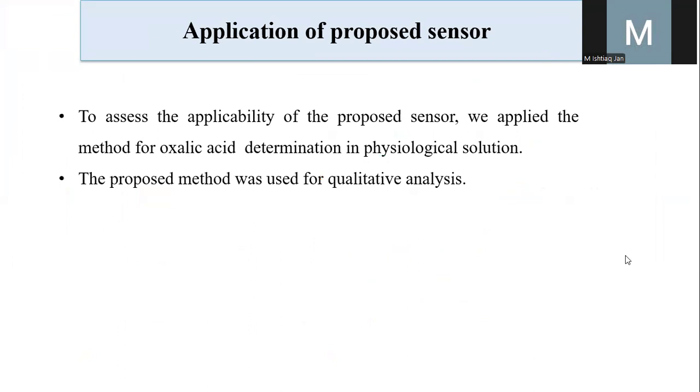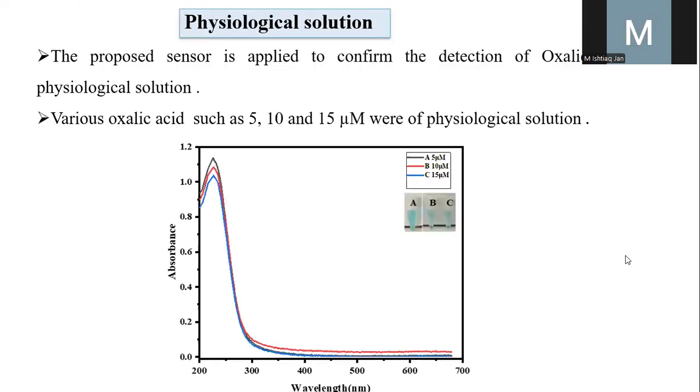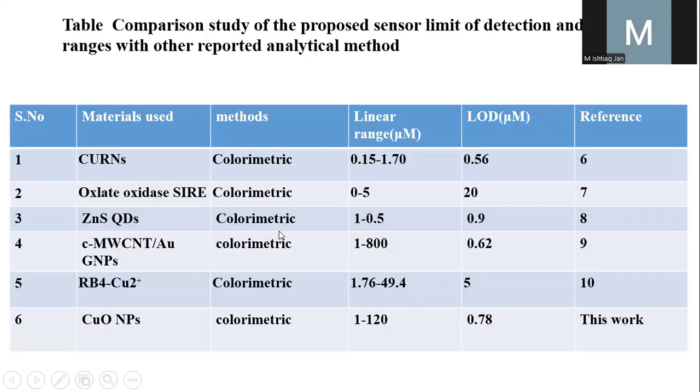And we have applied this sensor to sense the oxalic acid concentration in human urine also. You can see here that it detects various concentrations in human urine. This is the literature study, and we compare our findings with previously reported values. So our values are considerable and comparable, and produce good results.